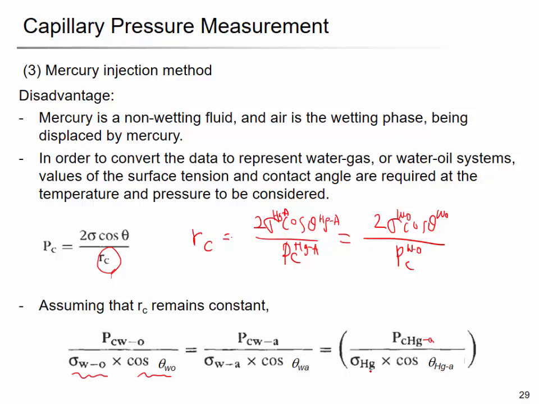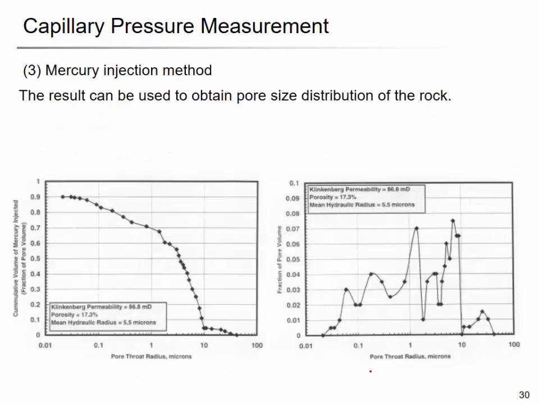So when you have a capillary pressure curve from the mercury injection method, you just need to convert the capillary pressure for the oil and water using this equation. And then this mercury injection method result can be used to obtain the pore size distribution of the rock. So this is one example.